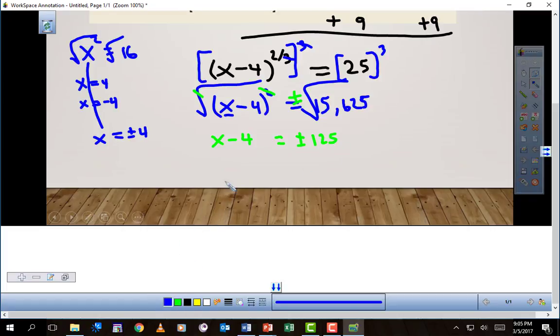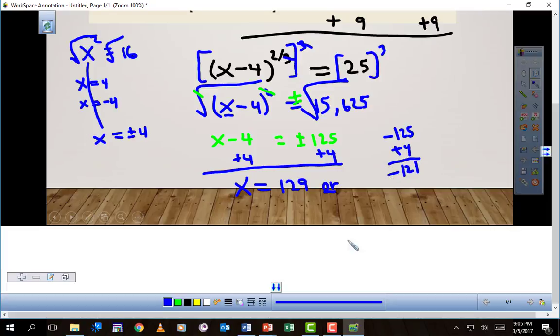Okay, so now I'm going to add 4. Add 4 over here. And I get x is equal to, let's see, if I consider the positive answer, I'll have 125 plus 4, so I get 129. And now I need to add the word or, because I could use the negative answer here. Negative 125 plus 4 would give me negative 121. So x is also equal to negative 121.